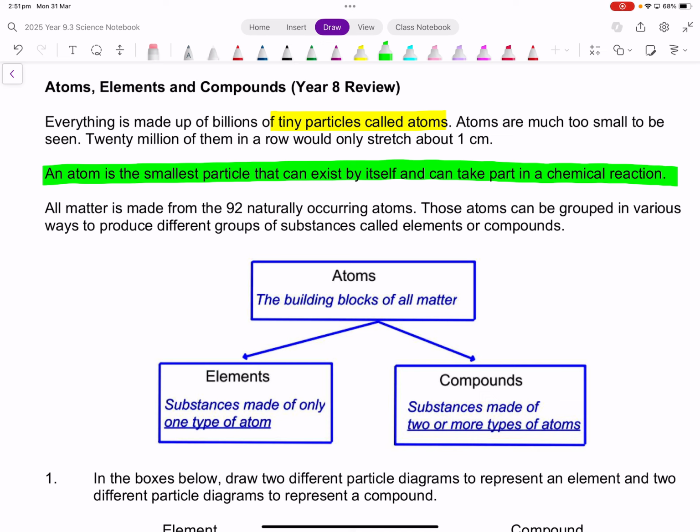Now, for those who are interested, atoms are really tiny. They're not all the same size, and it does depend on the atom that you get, but roughly about 20 million atoms all lined up in a straight row will only make 1 centimetre. So they are really, really, really tiny, right?